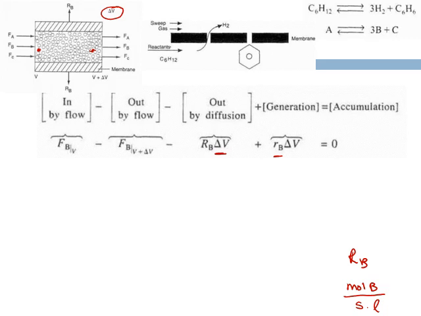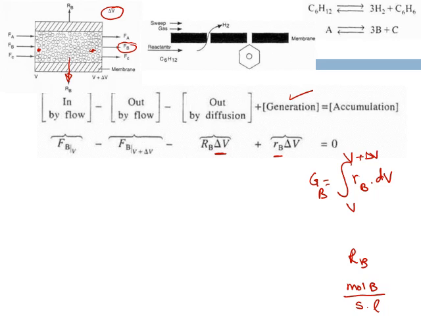Now we account for the other way of output, right? Not only do we have output through the flow, but also output through diffusion. Plus generation. How do you calculate the generation? Well, we all know that generation can be calculated from the integration of RB dV, correct? This is how you calculate the generation. Evaluated from where to where? Well, it's evaluated from V all the way to V plus delta V.